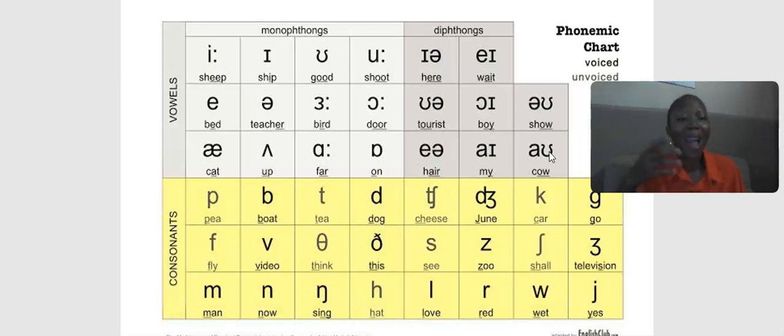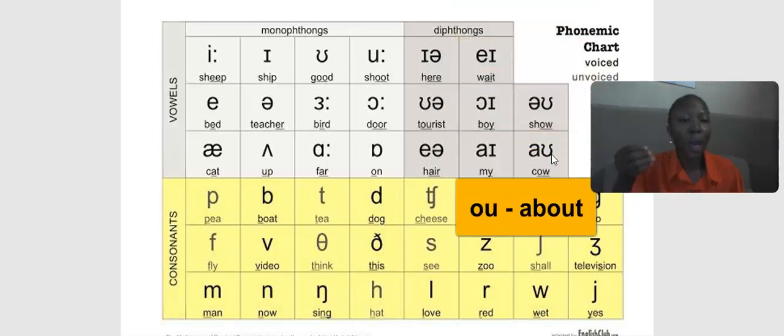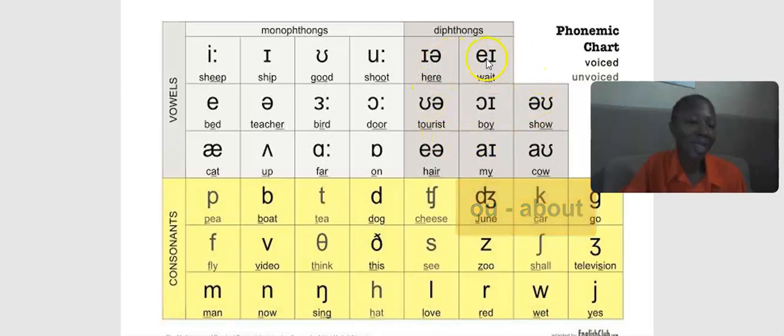Ow. Cow. It is represented by O-W. Cow. Wow. It is represented by O-U. About. Okay. So we have been able to articulate the 8 diphthongs, but before closing the lesson for today, I want us to go over these sounds again. So we're just going to articulate them together.